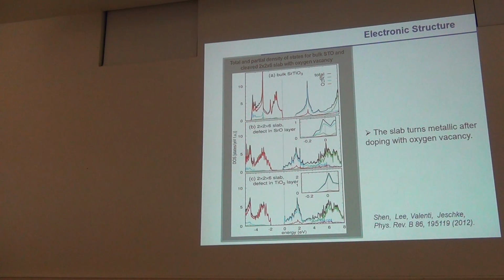When you take out an oxygen from your structure, remember that the oxygen is an anion that likes to get 2 electrons. So if you take out the oxygen, the system will have 2 electrons more to distribute. And the question is, what happens with these 2 electrons? Do they localize around where you have this oxygen vacancy, or do they delocalize and give you conduction? And this is what we were trying to analyze.